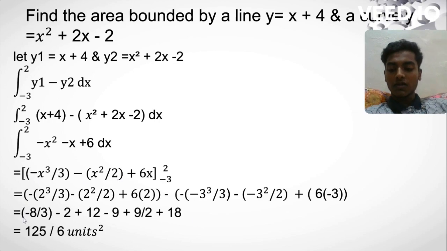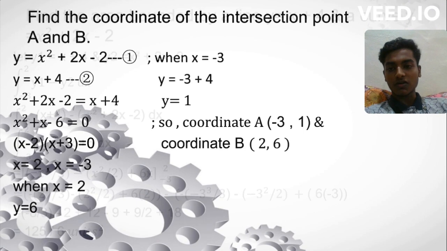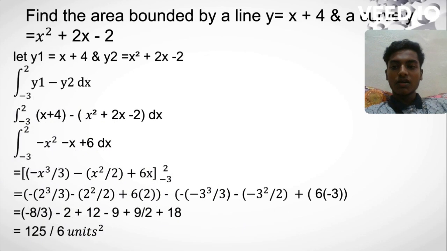And if we solve that again, we get 125 over 6 units squared, or in other words, 20.8333 units squared. So that's the whole way of finding the coordinates of intersection points A and B, and finding the area bounded by the line and the curve of the given question.